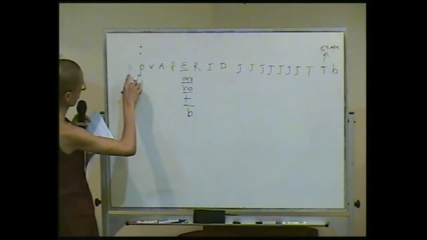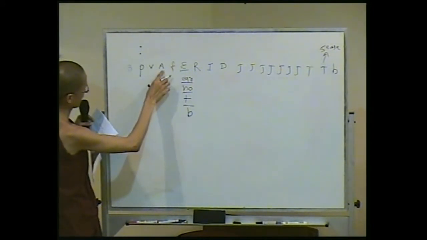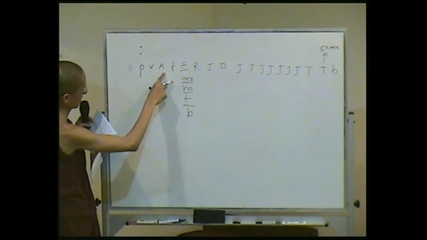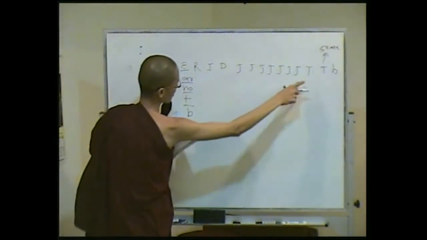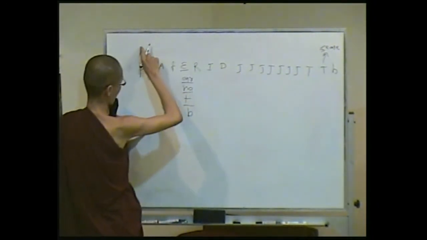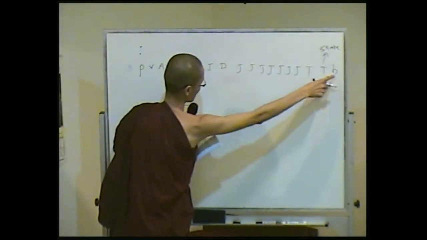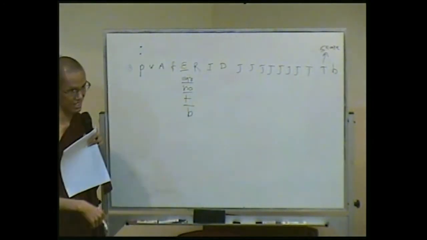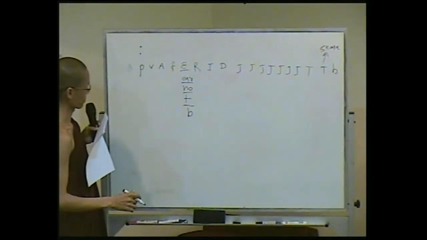So according to the object, these bhavangas take the object from the past. From here to there, it takes this kala object. Bhavanga takes the object from the past. That is about the object.